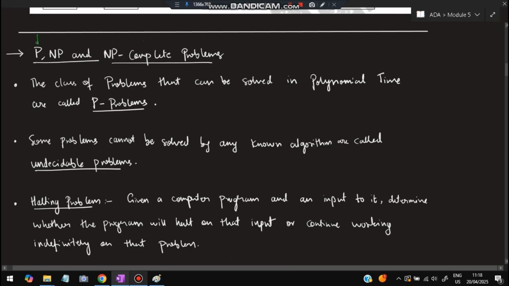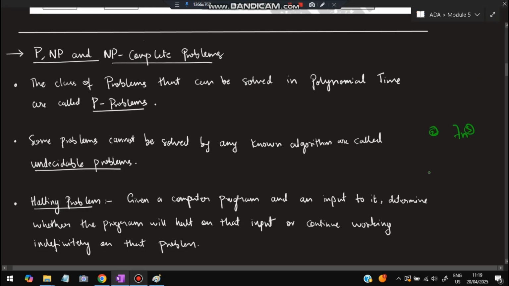P means polynomial. The class of problems that can be solved in polynomial time is called P problems. Some algorithms do not take much time to solve; we just calculate and get an answer. That is called polynomial time. If we try to find the time complexity, it will be something like 5n, 6n square, 7n cube, like that.